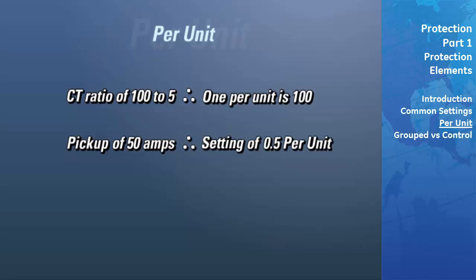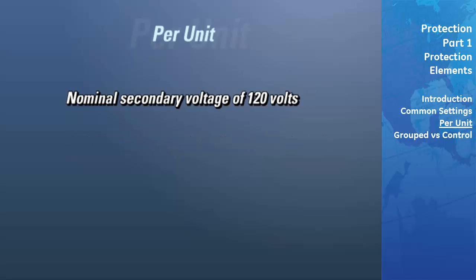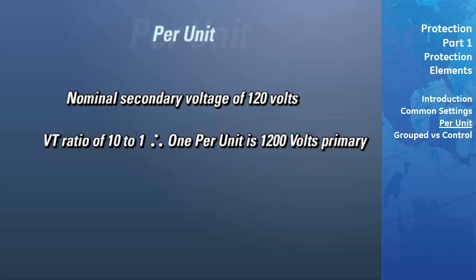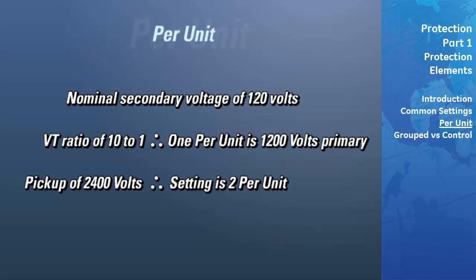0.5 per unit. If the selected element is monitoring voltage, and the voltage input has a nominal secondary voltage of 120 volts and a VT ratio of 10 to 1, 1 per unit would be 1200 volts primary. If a pickup setting for this source of voltage needed to be 2400 volts, the setting entered would then be 2 per unit.